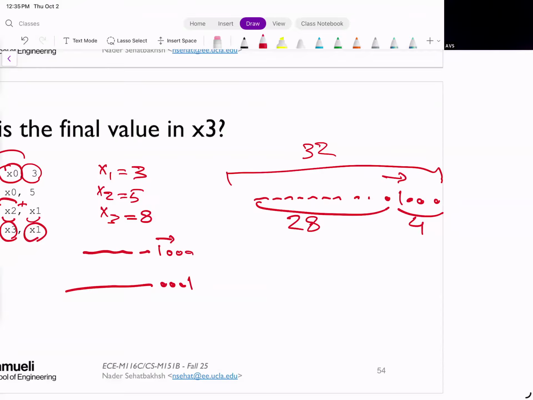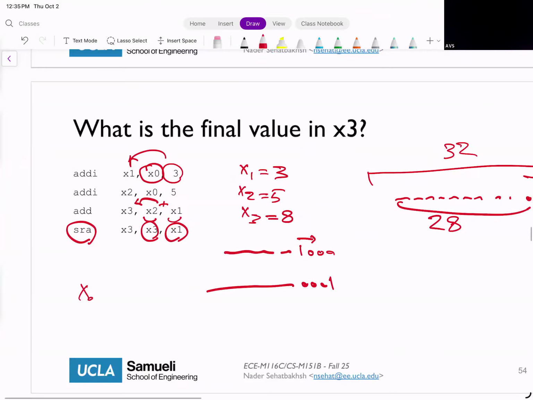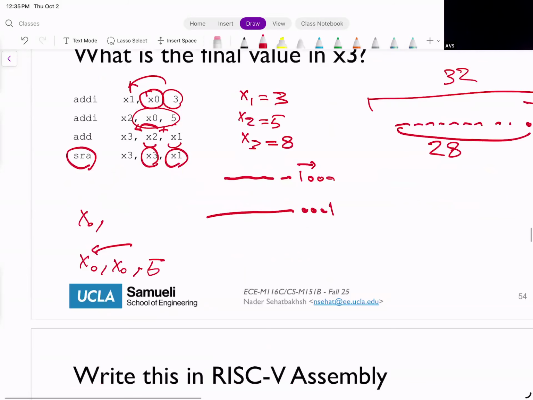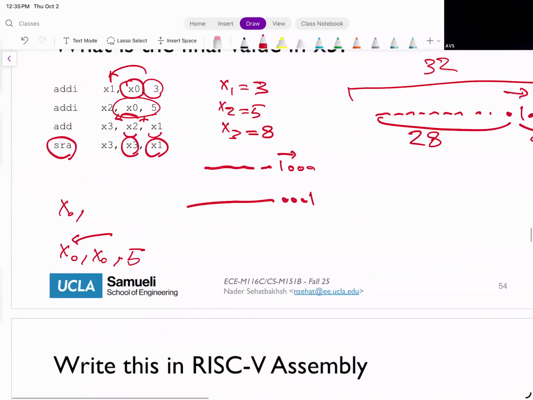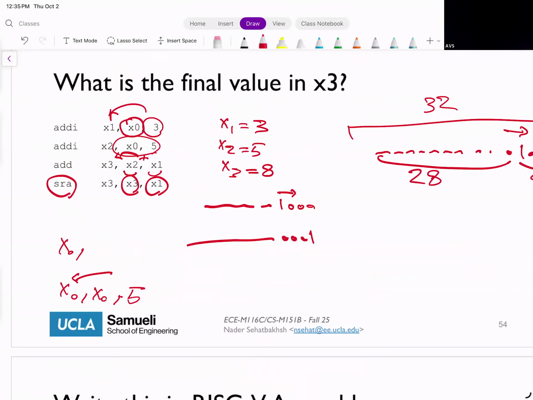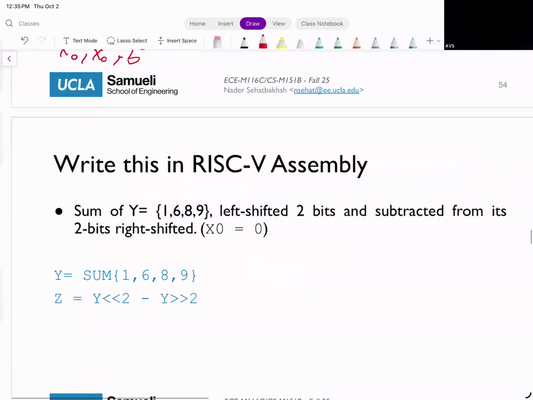X0 is always 0, yes. Even if you write to it, it stays 0. So if I have something like X0, X0, and 5, X0 stays 0. It doesn't become 5. All right. So we're going to have a bunch of these examples, further examples in the homework. And if you go to the discussion sections, there will be some examples there as well. So if you want to practice more, you can do it.